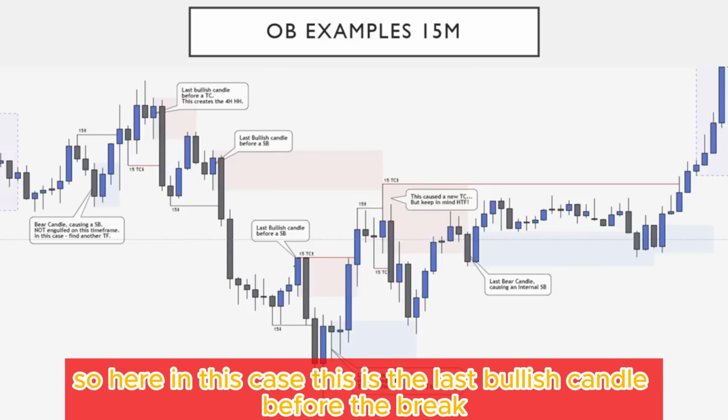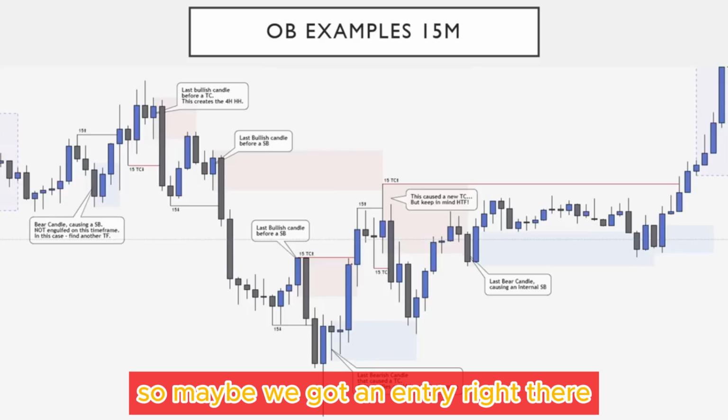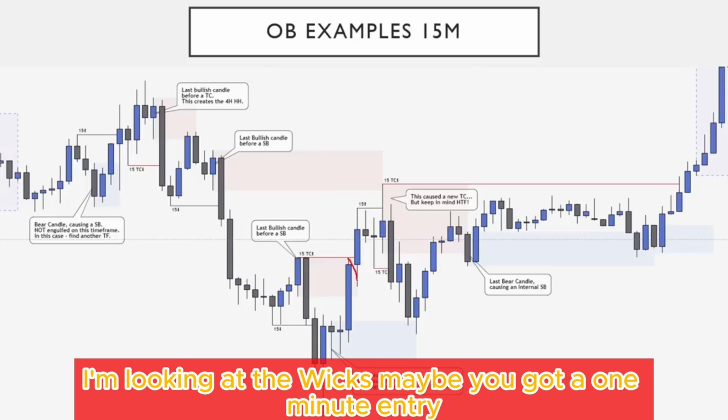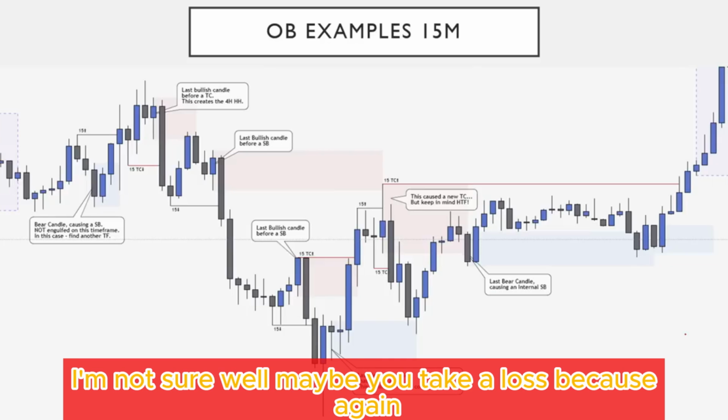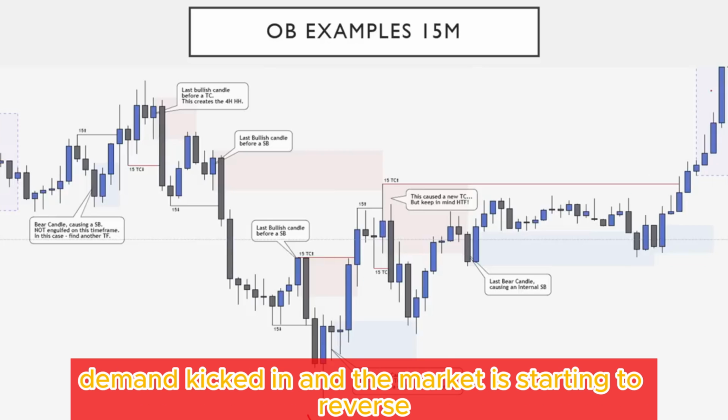Here, this is the last bullish candle before the break. The market massively comes in and just breaks it. So maybe we got an entry right there. I'm looking at the wicks. Maybe you got a 1 minute entry. I'm not sure. Maybe you take a loss, because you can see the market got oversold, demand kicked in, and the market is starting to reverse.